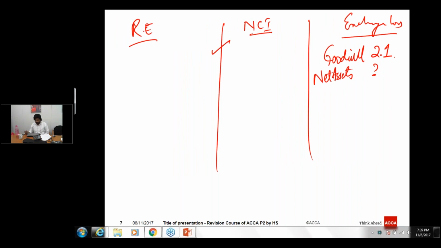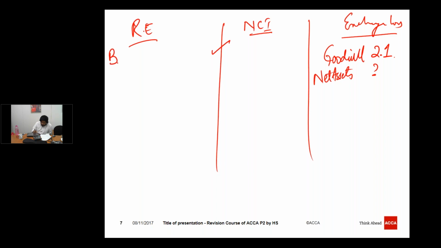Okay, so let's start. For retained earnings, the retained earnings of the parent company, that is Bubble, is 230. You can see on the first slide that the retained earnings of the parent company is 230.